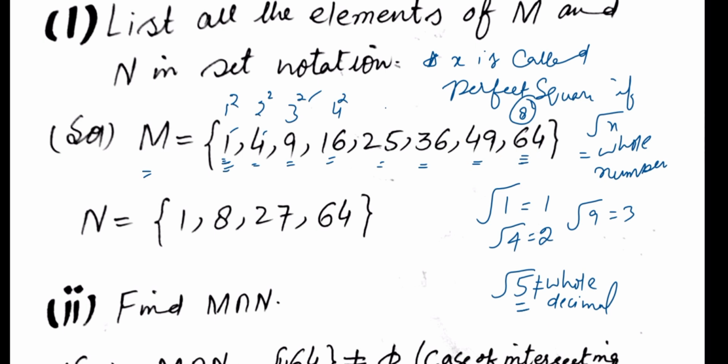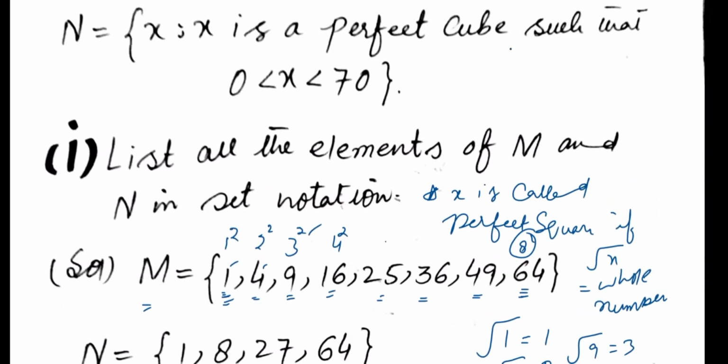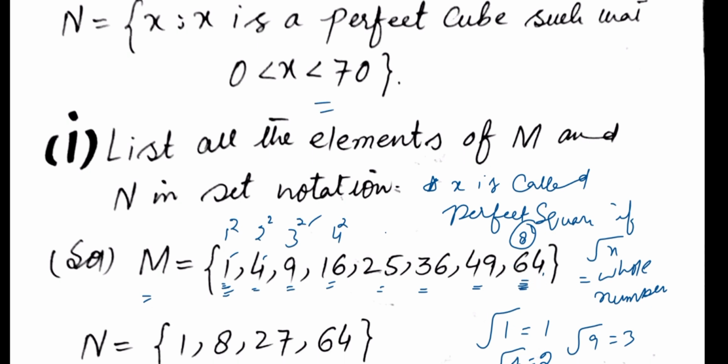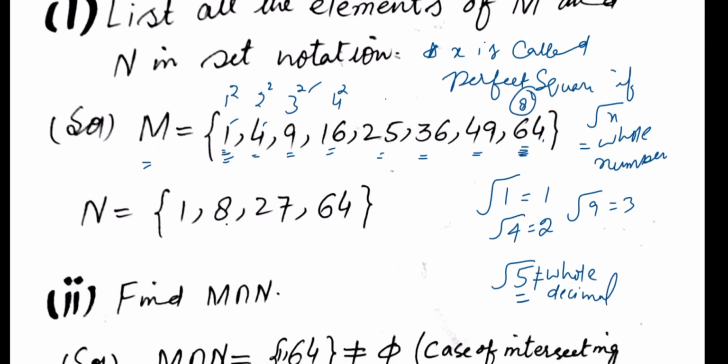Here our range is 0 to 70. So in this range, the last perfect square is 64. In a similar manner, you can write all of the numbers that are perfect cubes. The first number is 1 cubed. 1 cubed is 1. So 1 is a perfect cube. The cube of 2 is 8. So 8 is a perfect cube. The cube of 3 is 27. So 27 is a perfect cube. 4 cubed is 64. So 64 is a perfect cube here.